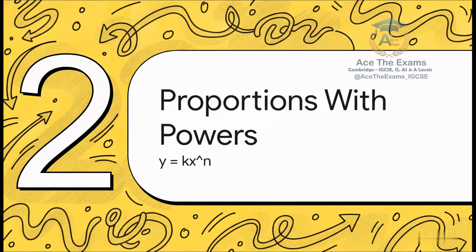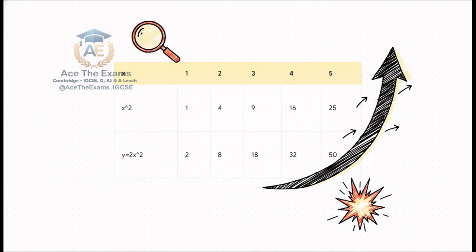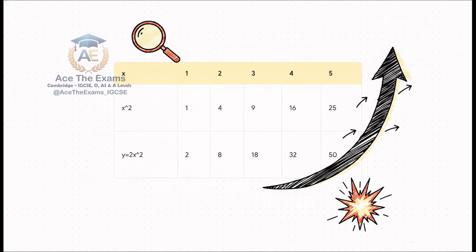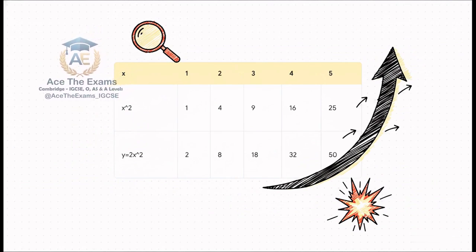Section 2. Proportions with powers. Let's see what happens when the examiner turns up the heat. Let's move to our next section and see how this builds when the proportional patterns aren't just perfectly straight lines. This is a classic Cambridge trap. Look closely at this data.